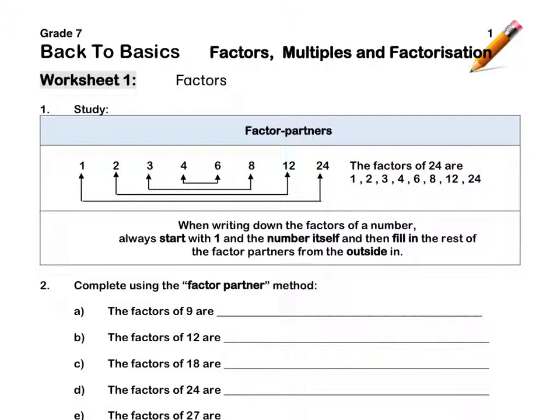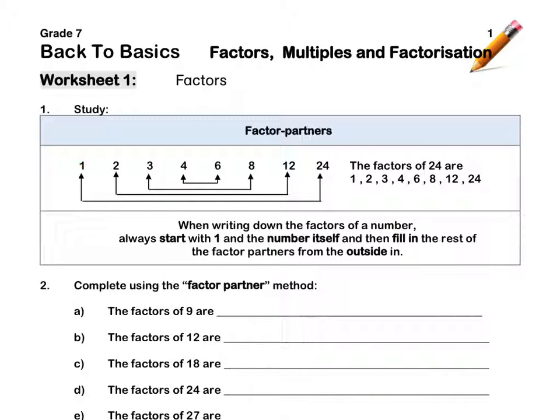During this lesson, we are going to work on factors, multiples, and factorization. Question 1. We are going to study. Here we have all the factors of 24. When writing down the factors of a number, always start with 1 and the number itself.